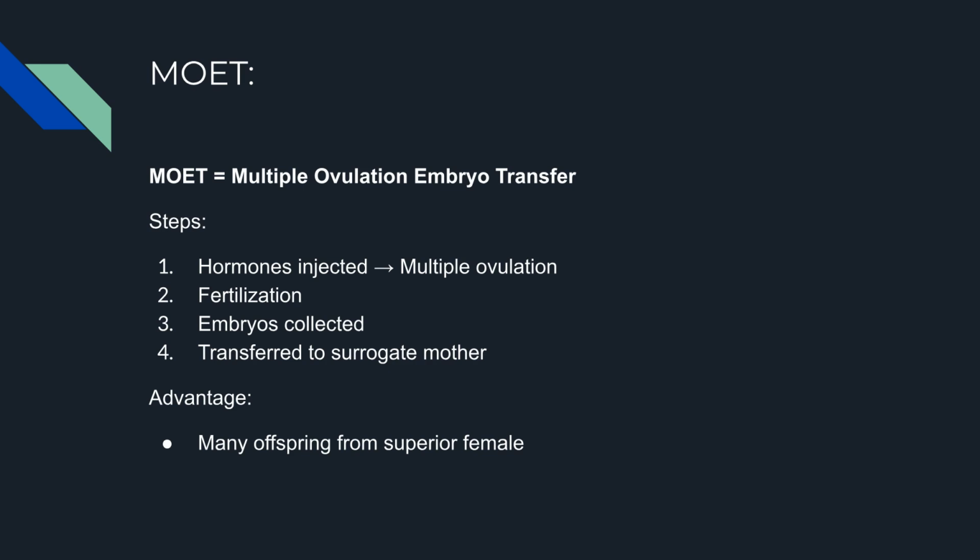MOET stands for multiple ovulation embryo transfer. This process involves injecting hormones to induce multiple ovulation, followed by fertilization, embryo collection, and transfer to a surrogate mother. The advantage is producing many offspring from a superior female.